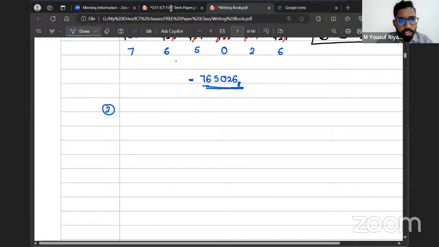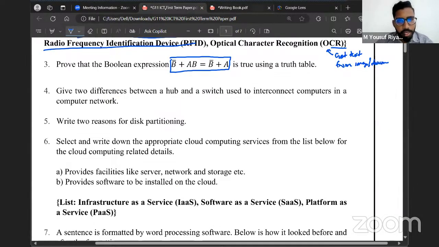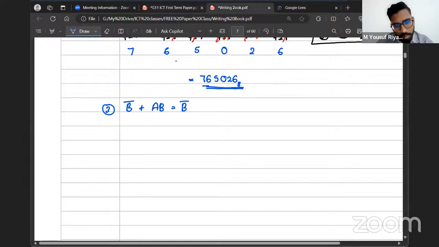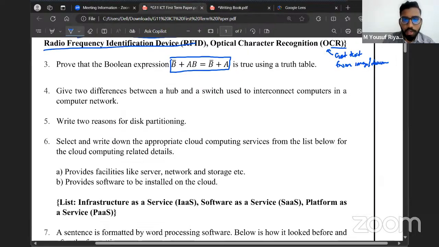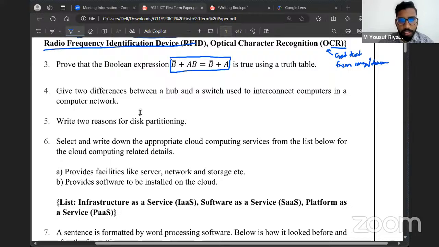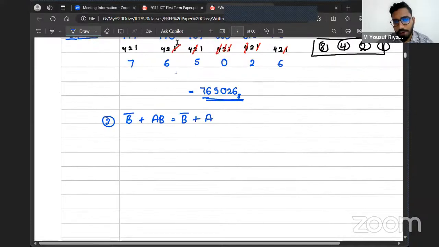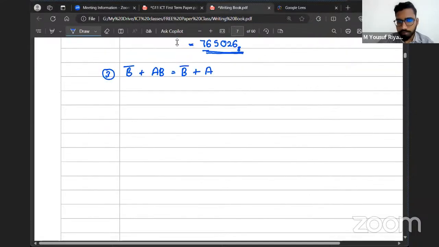Okay, the next one is regarding that equation. So that's going to be B dash plus AB is equal to B dash plus A. And they asked us to prove it using the truth table. Now, if you take the specific characters you have here, what are the inputs we have here, in terms of letters, overall? Exactly. Overall, we have only B, A, and B.